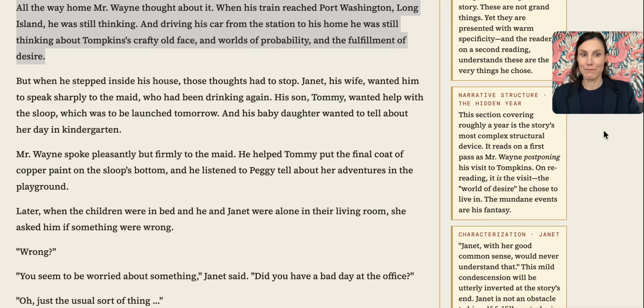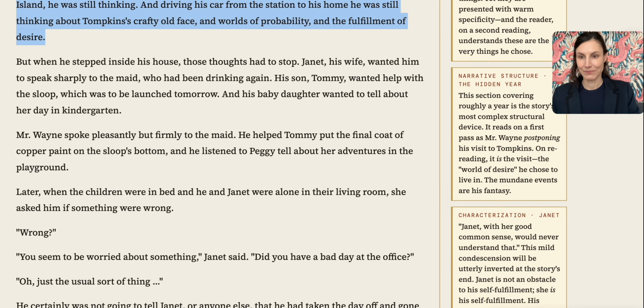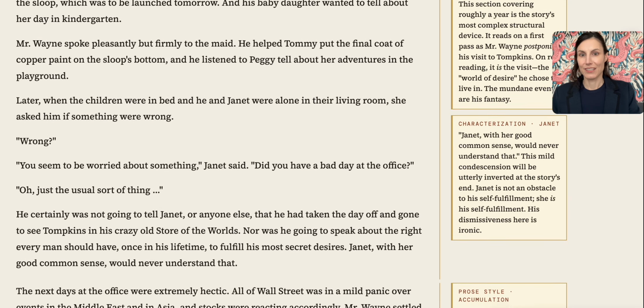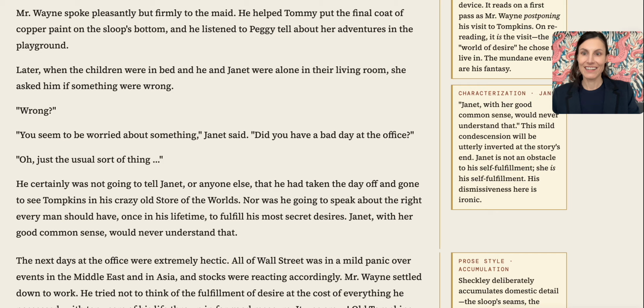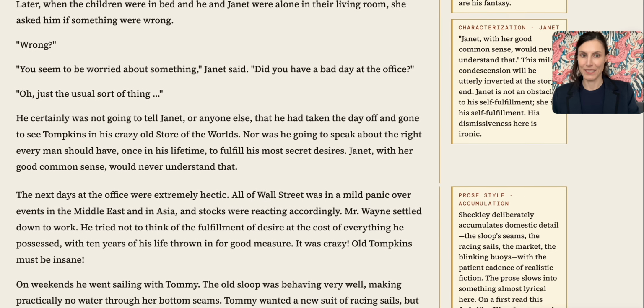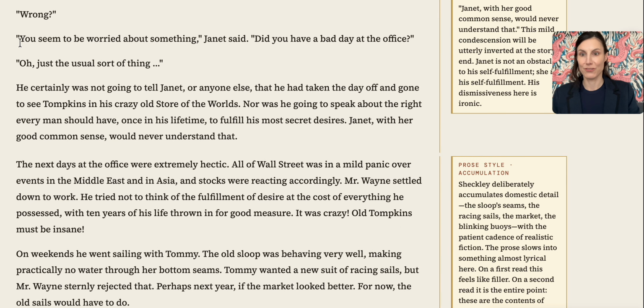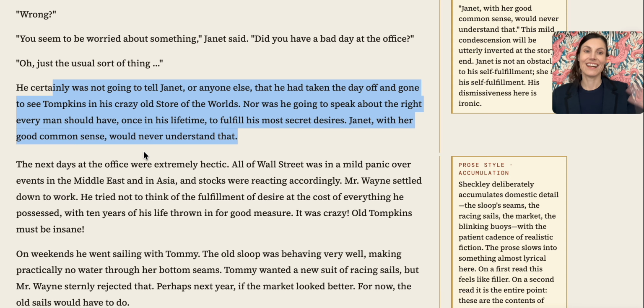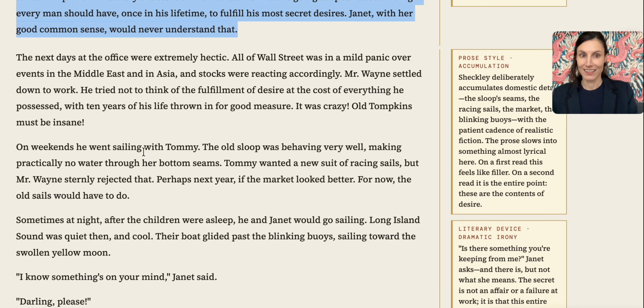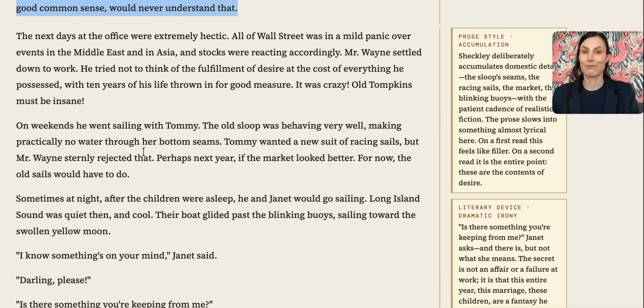But the whole middle, or rising action, here is him with his son Tommy, and all the mundane things that happen throughout his day is really what he truly missed. So he has his wife Janet. Even here, you're kind of judging him because he's lying to his wife, but he's not lying to his wife. This was the experience that he was taken to by Mr. Tompkins. So the true desire that Mr. Wayne had was just a regular day back with his family.